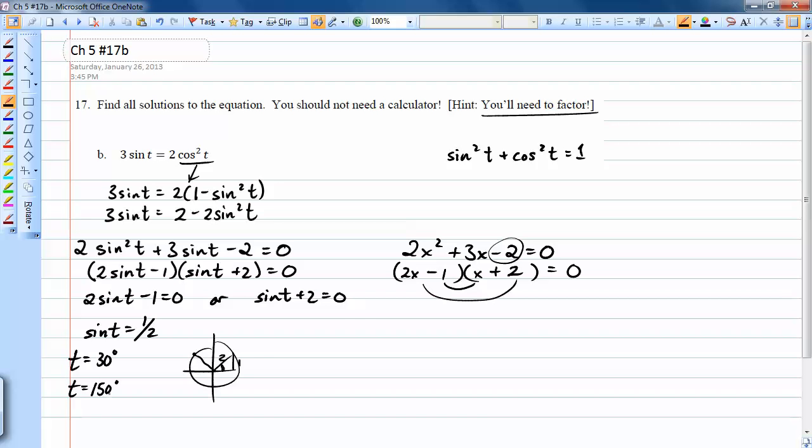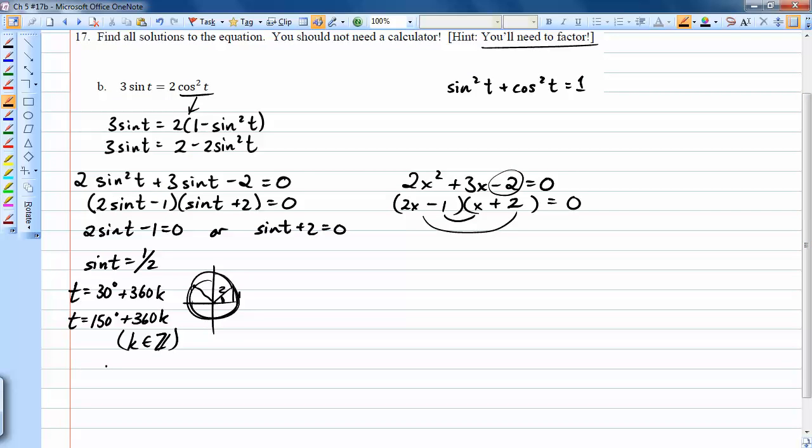And it's not really just those, because it can happen every 360 degrees. So plus 360k, plus 360k, and k is any integer. You could do this in radians, and then you would get t equals pi over 6 plus 2 pi k, or t equals 5 pi over 6 plus 2 pi k, where k is in Z.